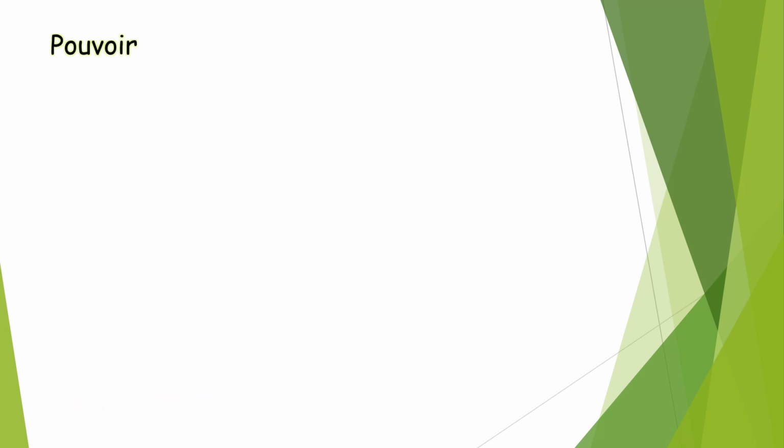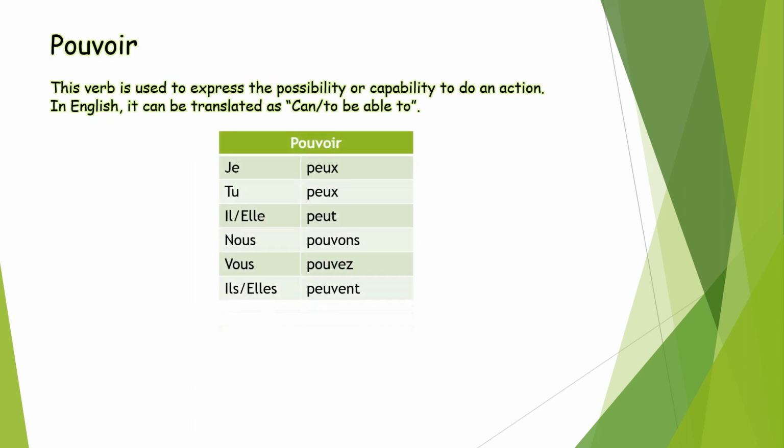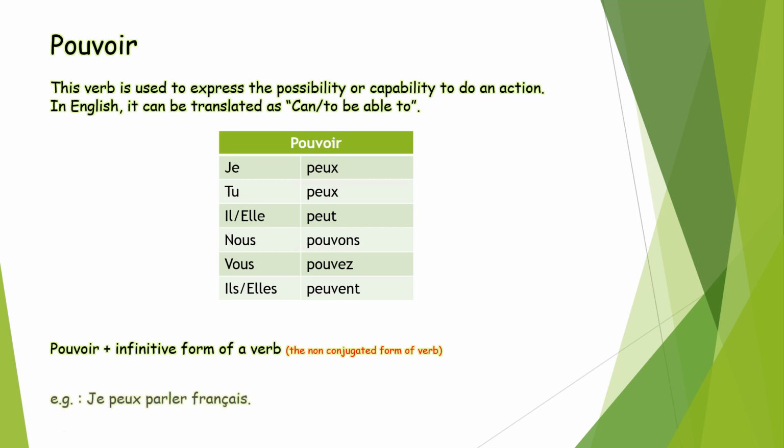Pouvoir. This verb is used to express the possibility or capability to do an action. In English, it can be translated as can, to be able to. Pouvoir: je peux, tu peux, il, elle, on peut, nous pouvons, vous pouvez, ils, elles peuvent. Pouvoir plus infinitive form of verb, the non-conjugated form of verb. Example: Je peux parler français. I can speak French.